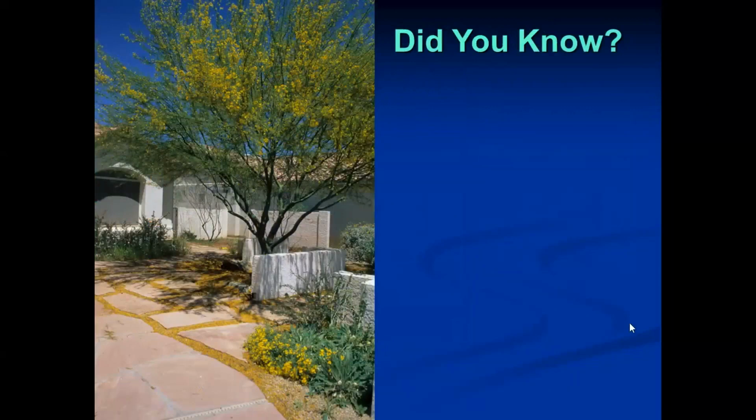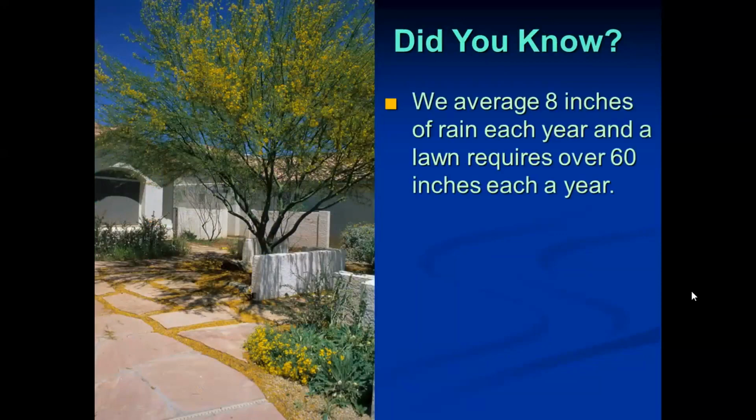So here I have a question to pose to you. Did you know that on average, and this is from the last 30 years average, we get about 8 inches of rain a year. Now, in the last 10 years, we haven't gotten near that much every year, but this is an average. But a lawn needs over 60 inches of water a year. So that's a pretty big difference, and it's a big deficit when you talk about lawn being watered by nature or you having to apply water to it.